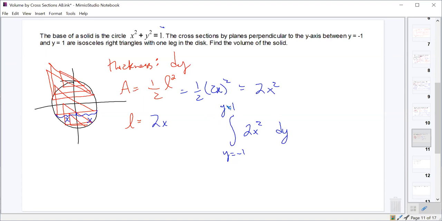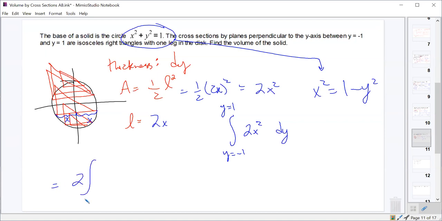So we should be able to just go right back to our original equation. And what does x squared equal? It should equal 1 minus y squared. So this can now become, I'll put the 2 out in the front, 2 times the integral from -1 to 1 of 1 minus y squared dy. Good or no?